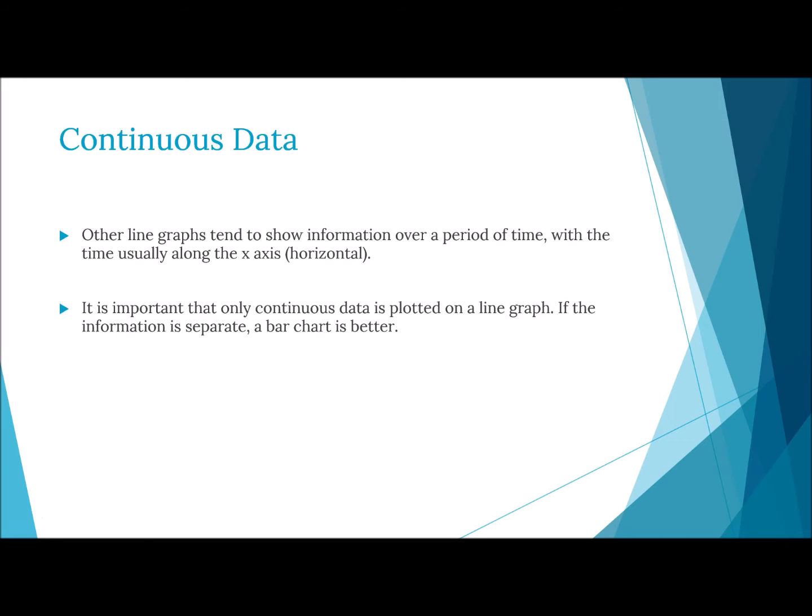So we mentioned that the other type of line graph is the continuous data graph. So this shows information usually over a period of time, and the time normally will go along your x horizontal axis. It's important, as I said before, that only continuous data is plotted on a line graph. If it's separate, use a bar chart.